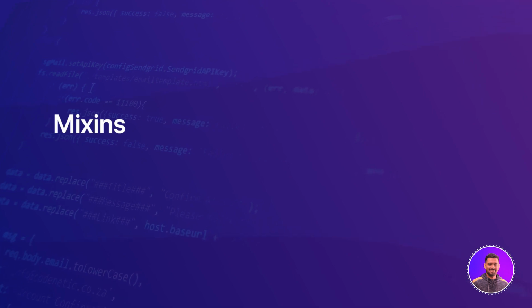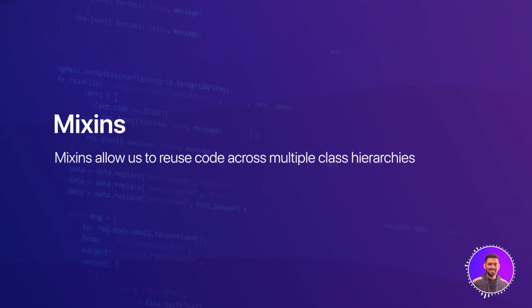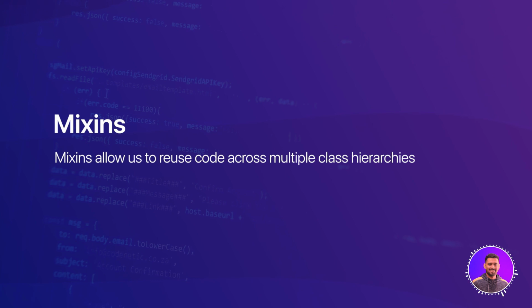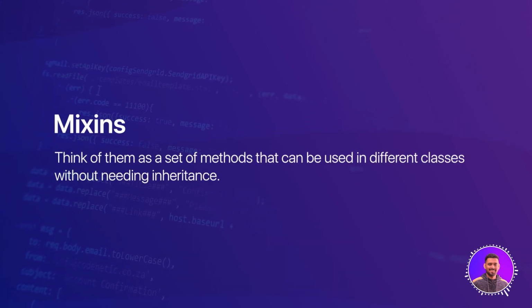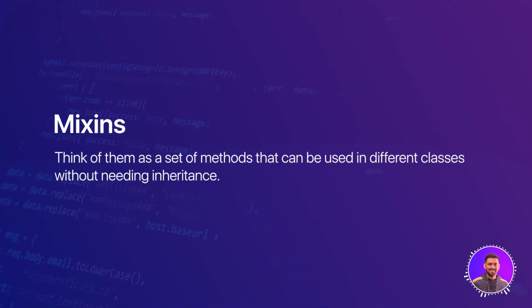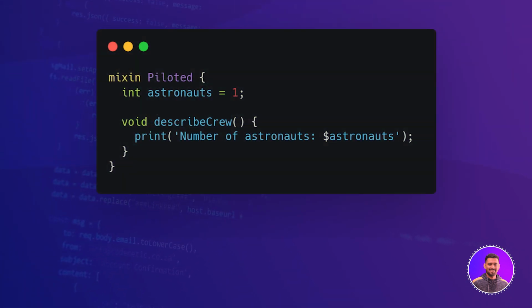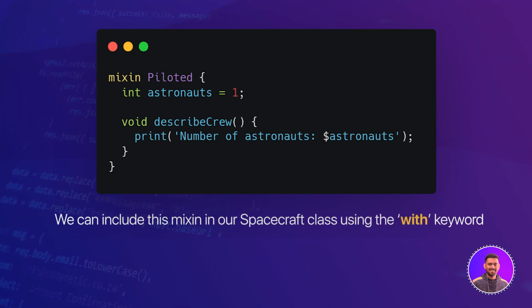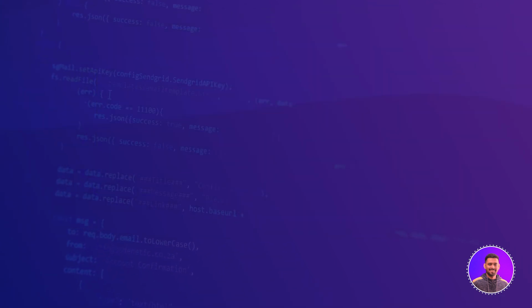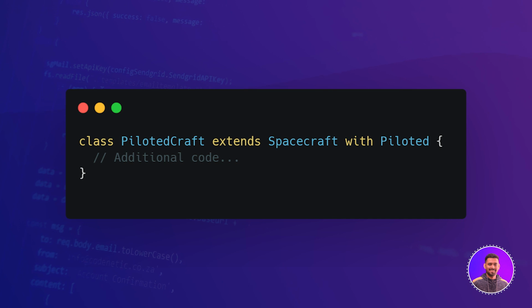Next up, mixins. They allow us to reuse code across multiple class hierarchies. Think of them as a set of methods that can be used in different classes without needing inheritance. We can create a mixin named Piloted. Then we can include this mixin in our Spacecraft class using the with keyword like this. Now the PilotedCraft class has access to the methods and properties defined in the Piloted mixin.